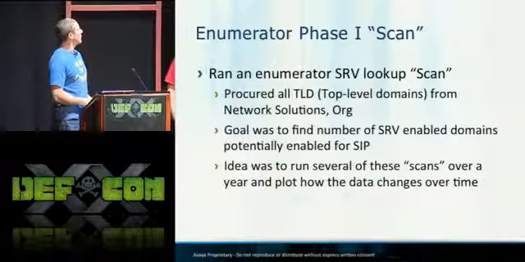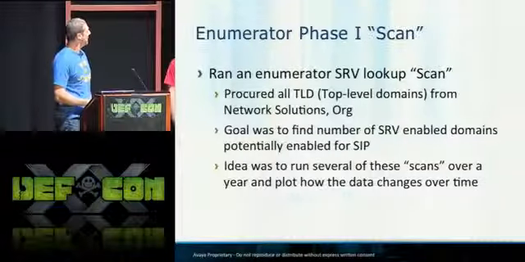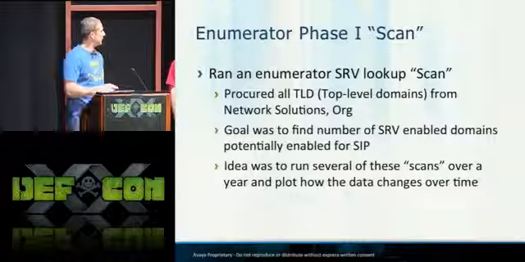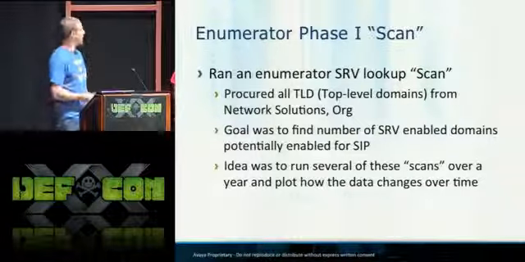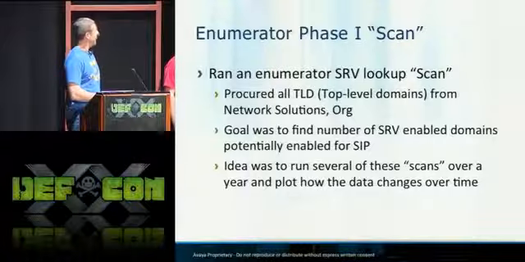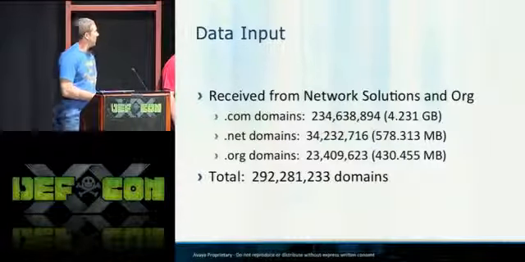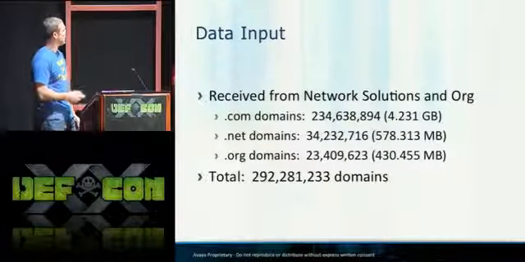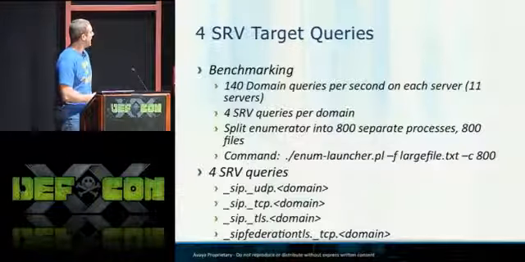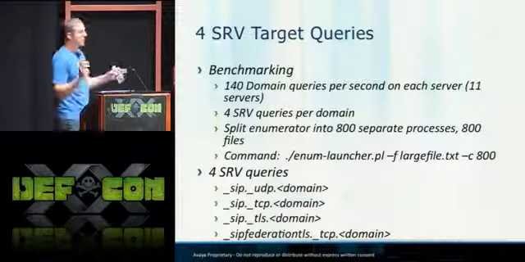So what did we do with the research? We had to get special permission from Network Solutions and .org to get all of the top-level domains for .com, .net, and .org. And we wanted to find the number of SRV enabled. So we collected this data here, about 5 gig, 292 million domains. And so we had to do some benchmarking to figure this out.